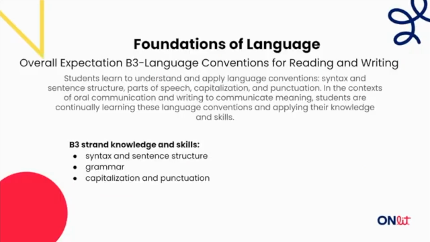For overall expectation B3, language conventions for reading and writing, students learn to understand and apply language conventions, syntax and sentence structure, parts of speech, capitalization, and punctuation. In the context of oral communication and writing to communicate meaning, students are continually learning these language conventions and applying their knowledge and skills. They are becoming increasingly fluent readers and writers, which contributes to their comprehension and written expression.